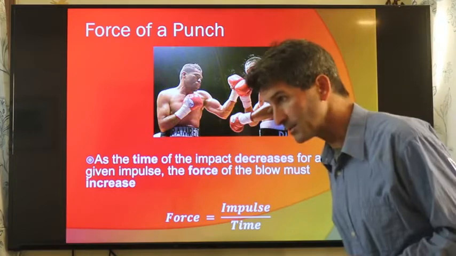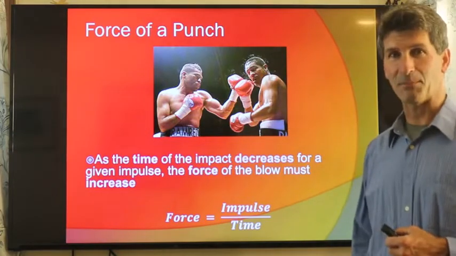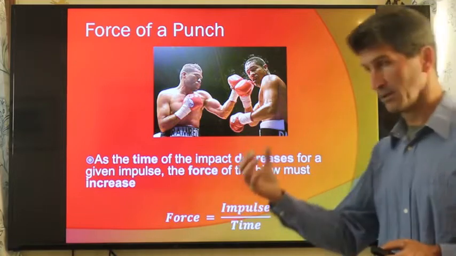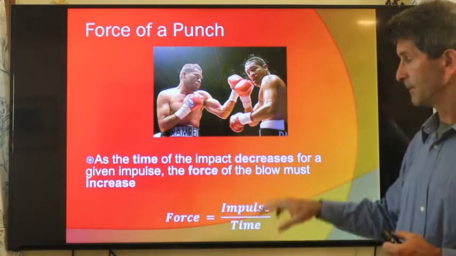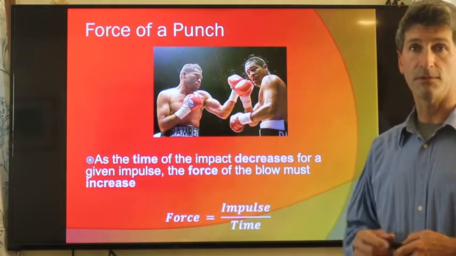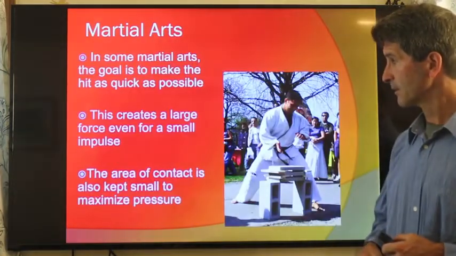If you lean into a punch, you can very quickly get snapped back. If you move back with a punch in boxing, you can actually absorb some of the energy, and that greatly reduces the force, and it's really the force that does the injury.